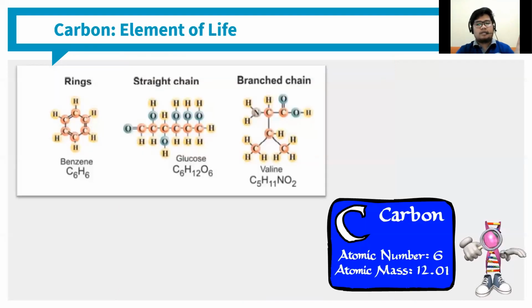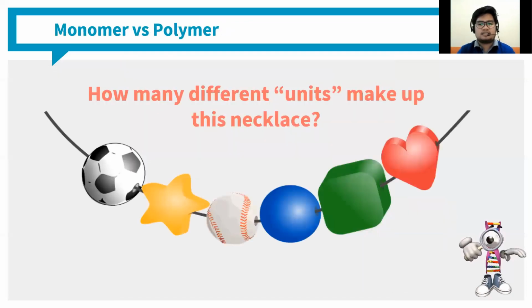So when carbons are being connected with other molecules, they could form rings, such as in benzene, straight chains, such as in glucose, and branched chains, such as in valine. So in essence, carbon can form millions of different large and complex molecules, and it can easily bond with other molecules in triple, double, and single bond.